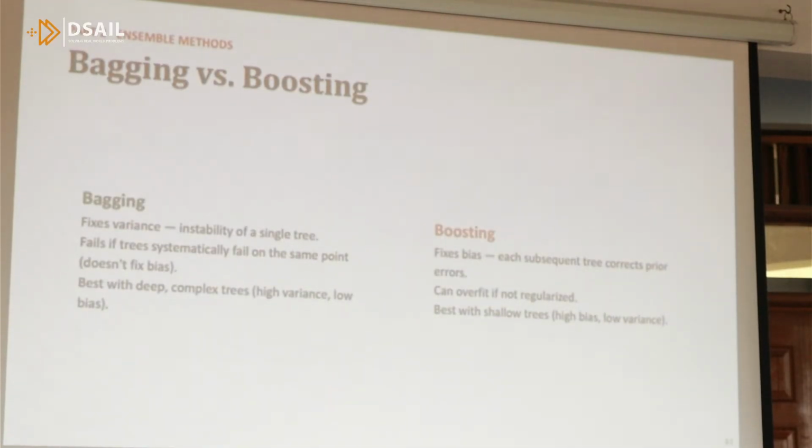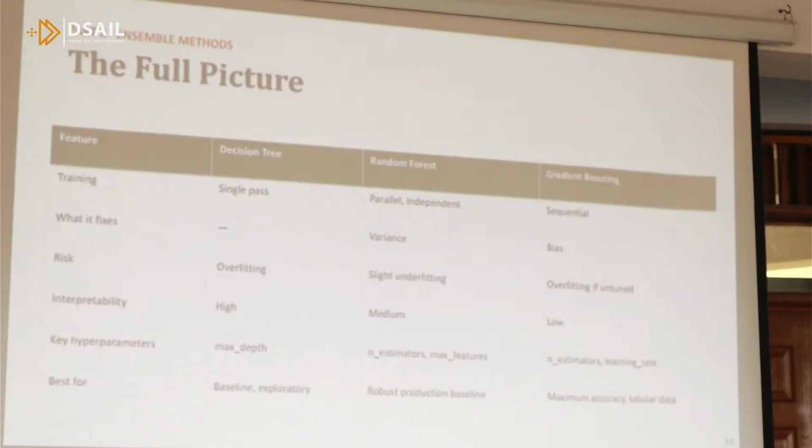So, bagging versus boosting. Bagging fixes variance, the instability of a single tree. It fails if trees systematically fail on the same point, and works best with deep complex trees. Boosting fixes bias, as each subsequent tree corrects the prior errors. It can overfit if not regularized, and is best for shallow trees, that is, trees that have high bias and low variance. So this is the full picture. Decision trees can be trained in a single pass, random forests can be trained in parallel, but gradient boosting has to be sequential.